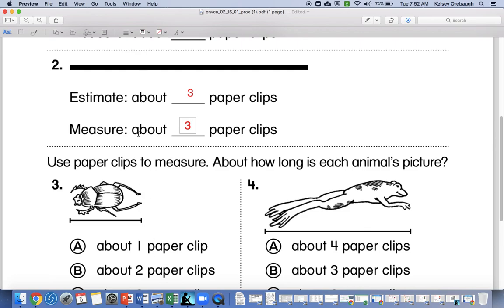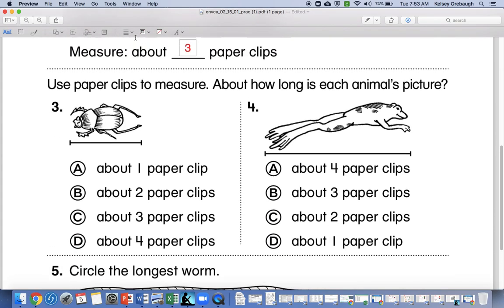I'm going to say that my estimate for this beetle, since I don't have an actual paper clip in front of me, the lines match up to about 1/3 of this dark black line. The length of this beetle is about 1/3 the length of this dark black line. Meaning, if I were to use paper clips, 1 paper clip on the dark black line is about the same length as this beetle. So my answer is going to be A, about 1 paper clip.